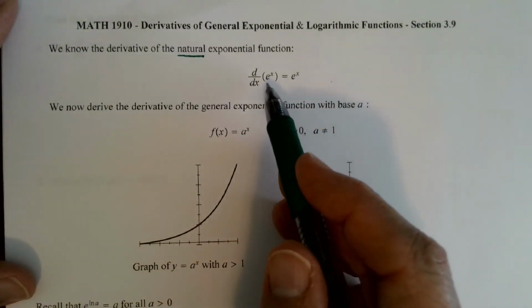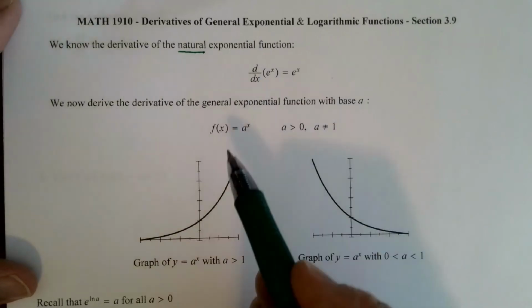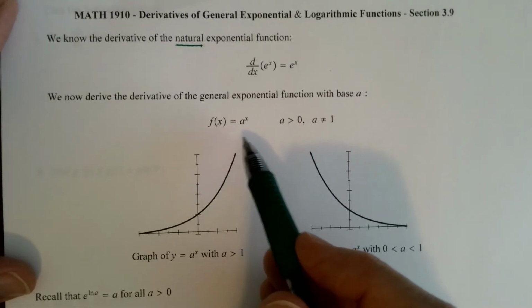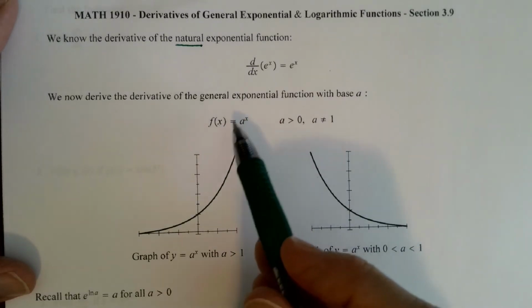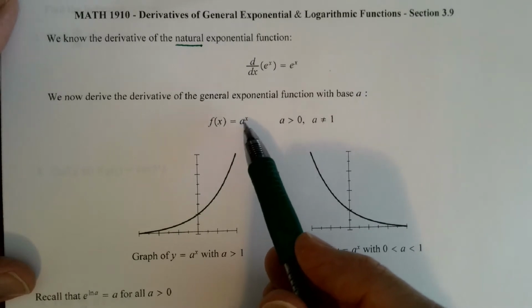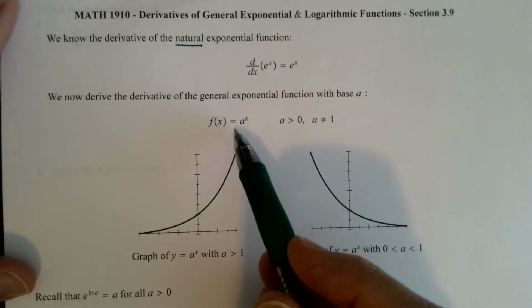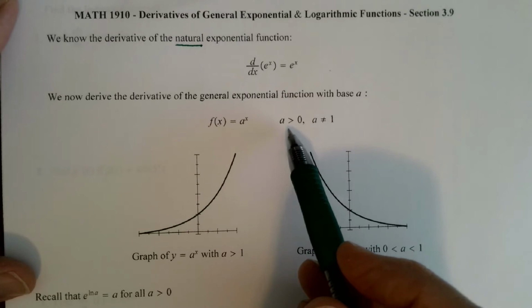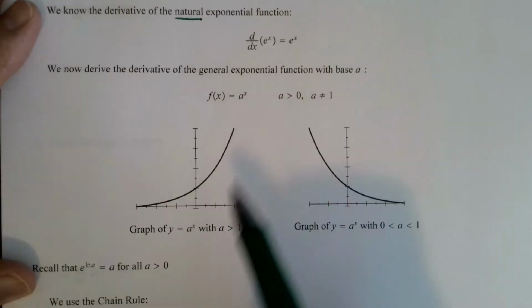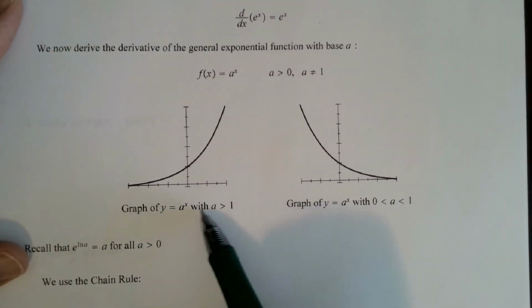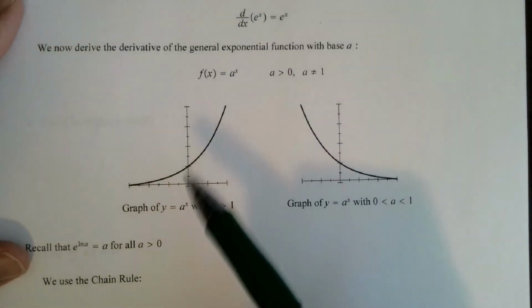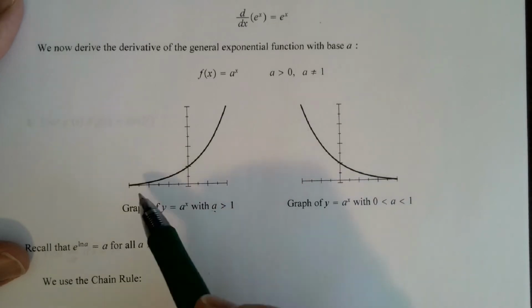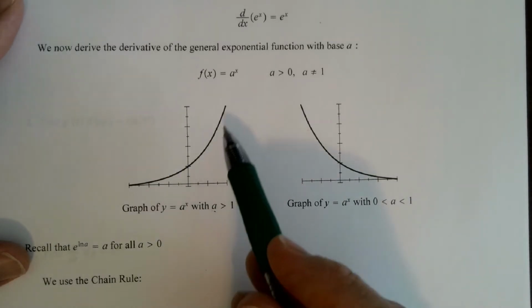So the base here in general exponential functions can be any real number that is positive and not equal to 1. So here's our general exponential function. So I can have e to the x. I can also have like 2 to the x, 1/2 to the x, 4 to the x, etc., as long as the base is positive and not equal to 1. If you remember those graphs, if the base a is greater than 1, like for instance e is greater than 1, then the graph of the function is increasing on its domain.